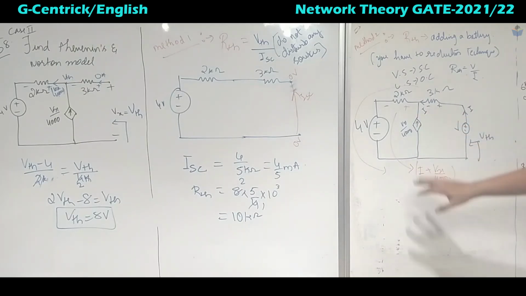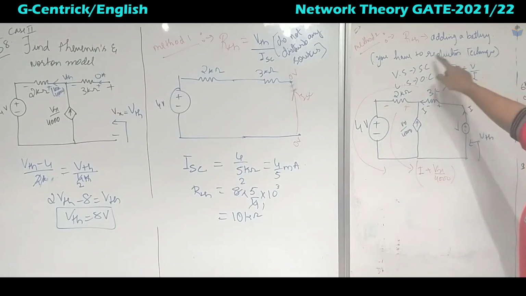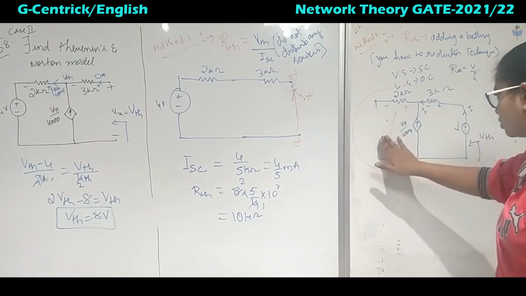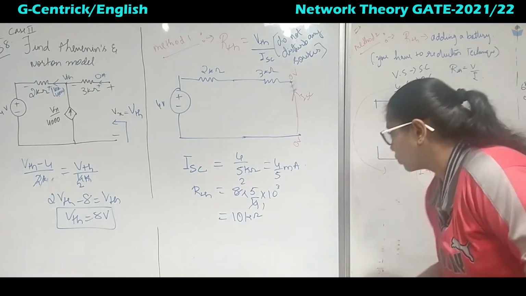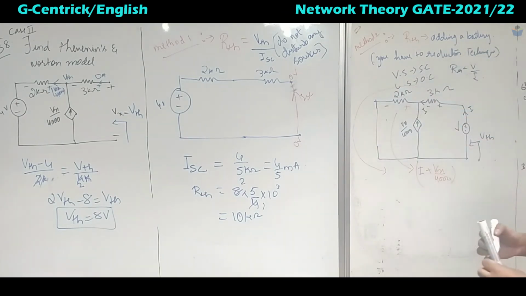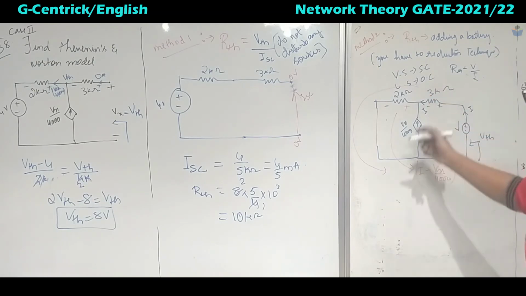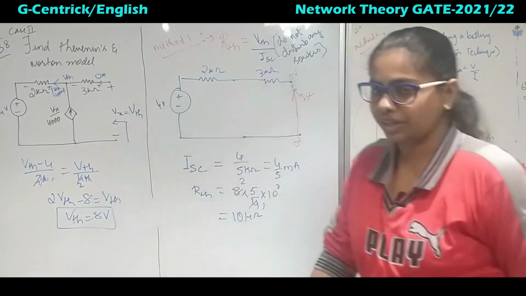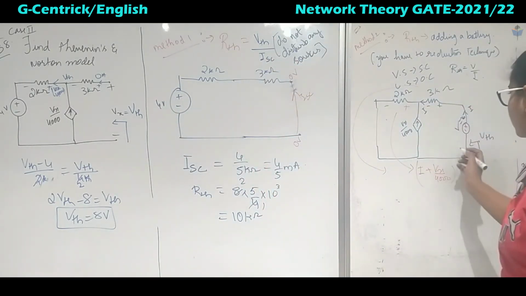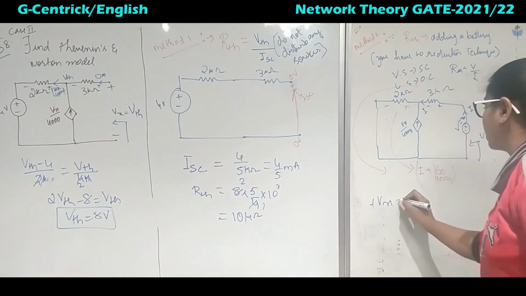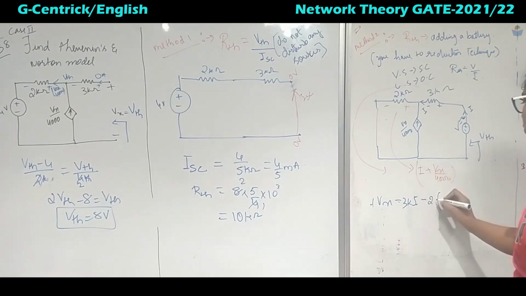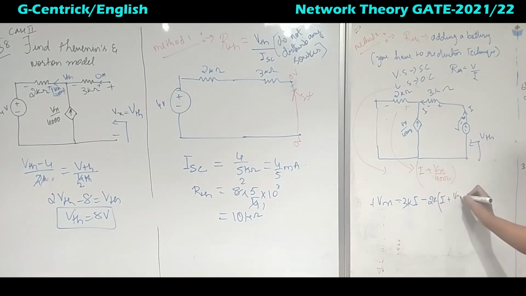So I have to apply KVL in the outer loop. Before that I have to use the reduction technique, that is, for the voltage source I have to short circuit. Okay, so this will be short circuit, right? So now I can apply KVL. This V is nothing but equal to Vx, because Vx is equal to Vth, right? So I can write this as plus Vx, then minus 3k into I, then minus 2k into I plus Vx by 4000, equal to 0.